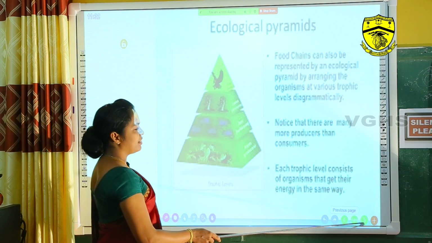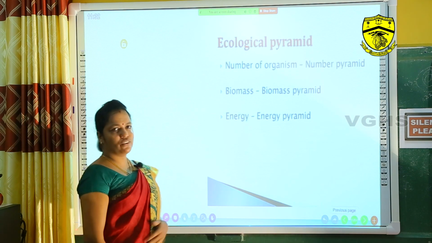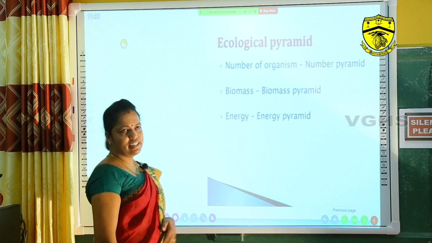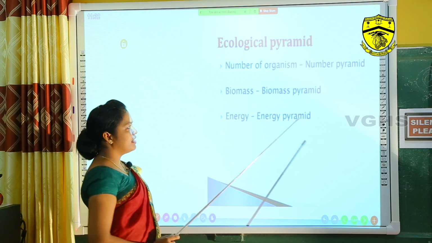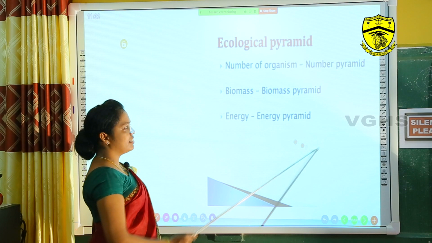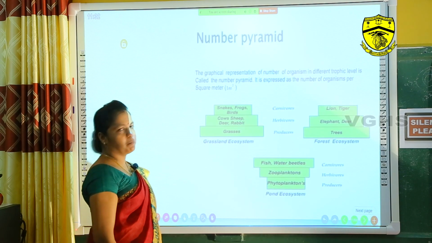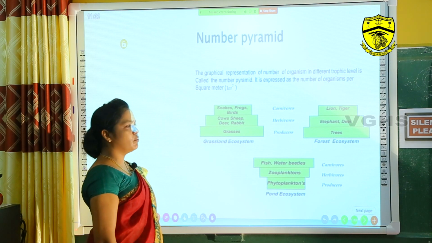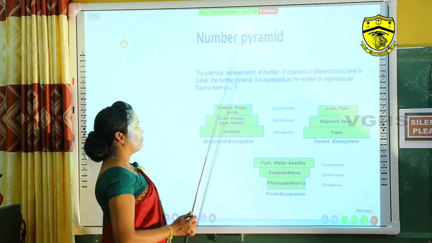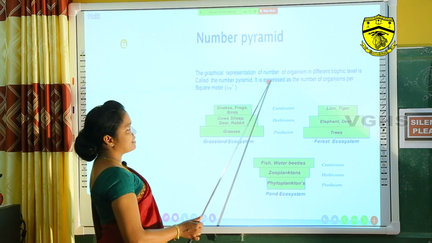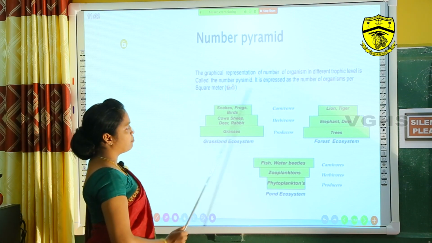So that is divided into 3 types. The number of organisms we call number pyramids, biomass is biomass pyramids, and energy transfer is energy pyramids. So next one, number pyramids. That is also included in your examinations. So listen carefully. These are graphical representations of the number of organisms in different trophic levels, called number pyramids.